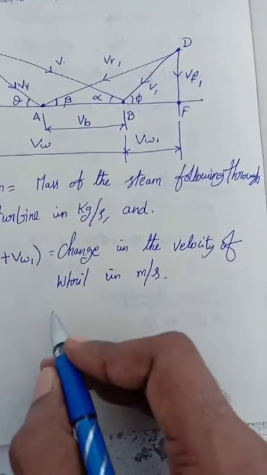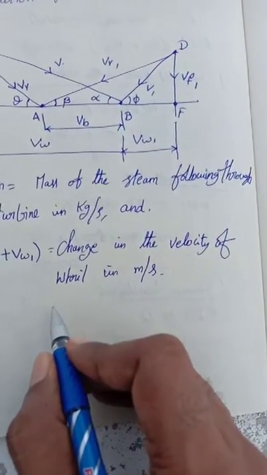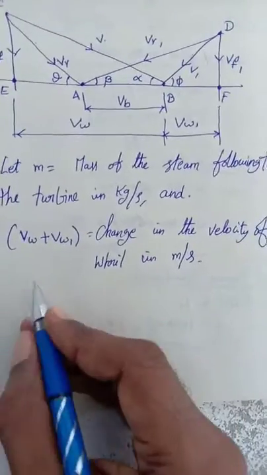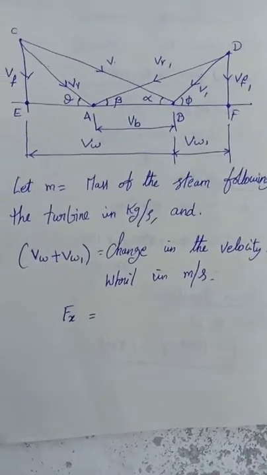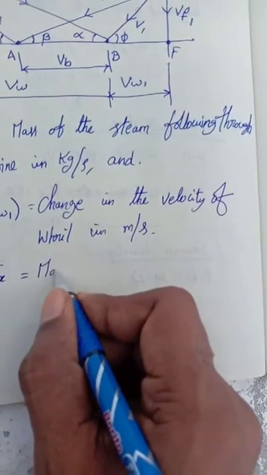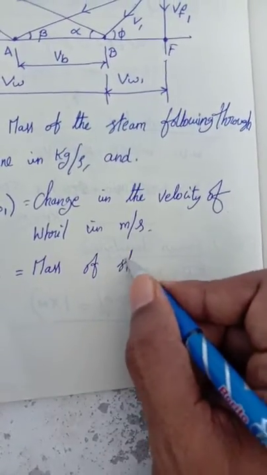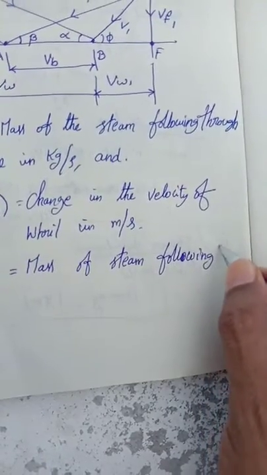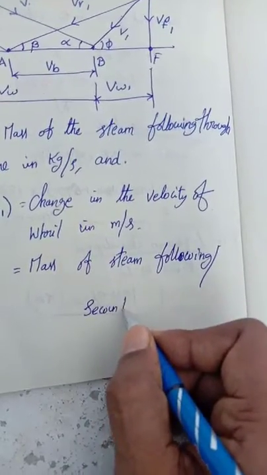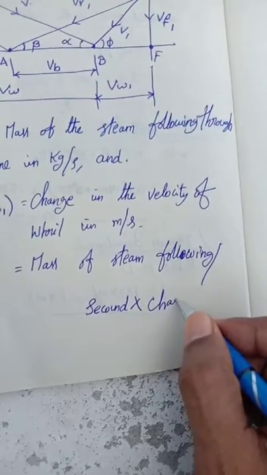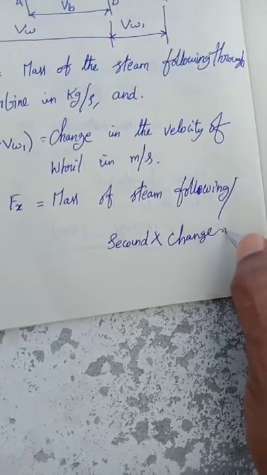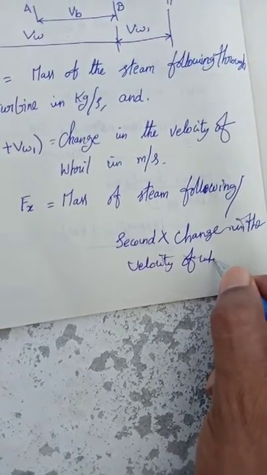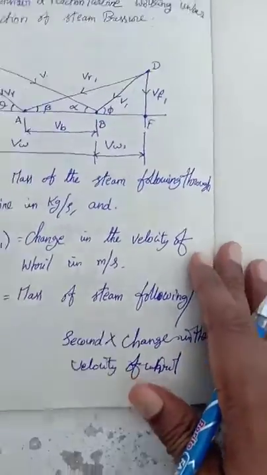We know that according to Newton's second law of motion, force in the direction of motion of the blades, F of x, is equal to mass of steam flowing per second into change in the velocity of wheel.